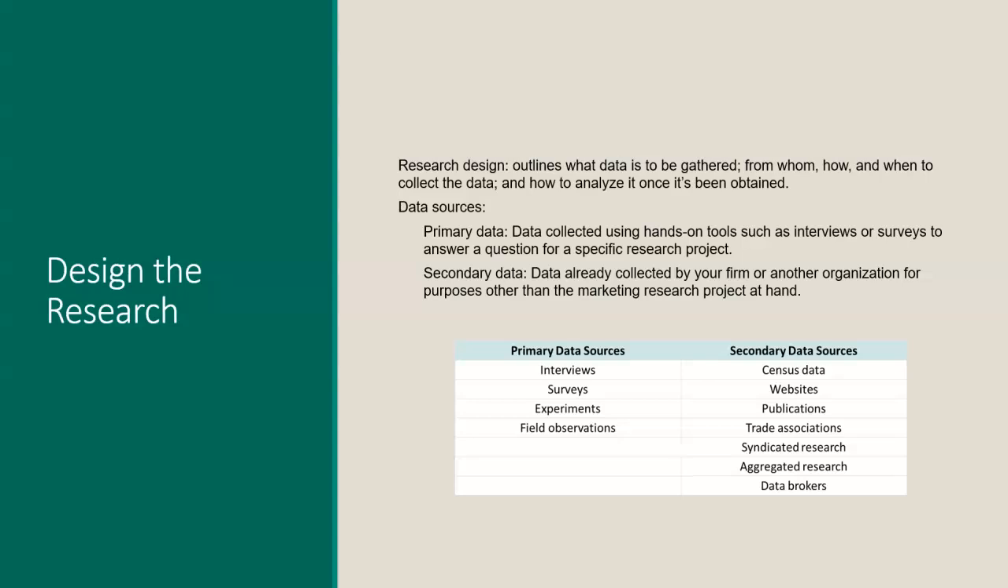So primary data is collected by hands-on tools, interviews, surveys, where the subject is answering the question. You are going straight to the source. Secondary data is already collected by your firm or another organization or another professional, for purposes other than the marketing research project at hand. So below are examples of primary data sources and then secondary data sources.